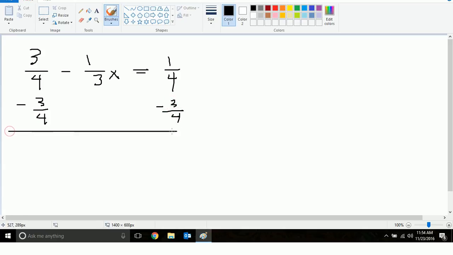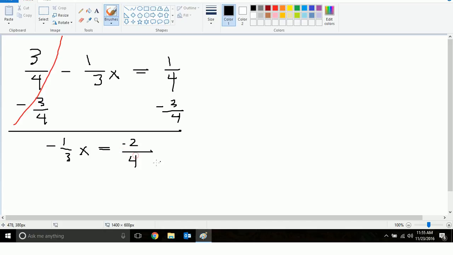So we know that those are going to cancel. We're going to be left with negative 1/3 x over here. And now we have 1/4 minus 3/4. Well, the rule for adding and subtracting fractions, the bottom numbers have to be the same. If they weren't the same, we'd have to do a little operating to make them the same. But in this case, they are the same. So all we have to worry about is the top. We have a 1 minus 3. Well, 1 minus 3 is going to give us a negative 2. And then the bottom number just carries down.